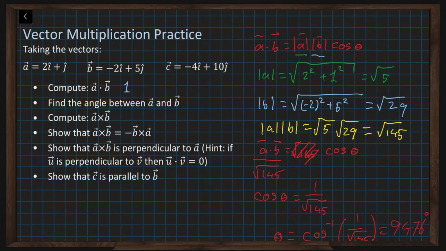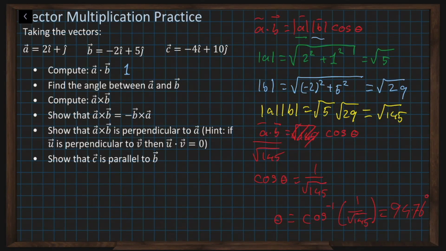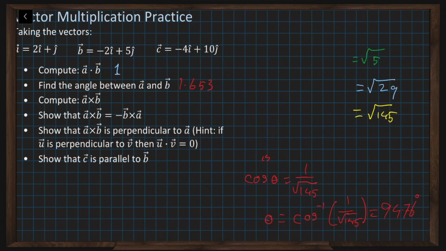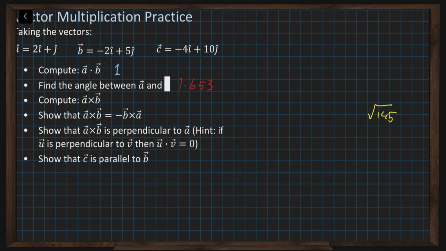94.76 degrees. Wonderful. And I just realized I've written off screen a little bit, so I'll move that up so you can see. Right, so we can now write the angle between that. By the way, this is also 1.653 radians. Now I'm going to rub most of this out to make everything nice and tidy, apart from that figure there. Okay, so here we've established that the magnitude of a times the magnitude of b is equal to root 145, and this will be useful shortly.